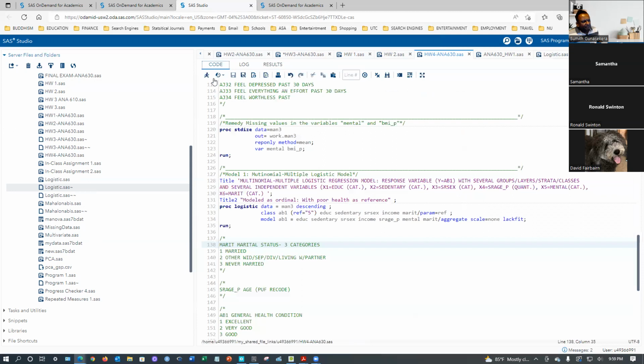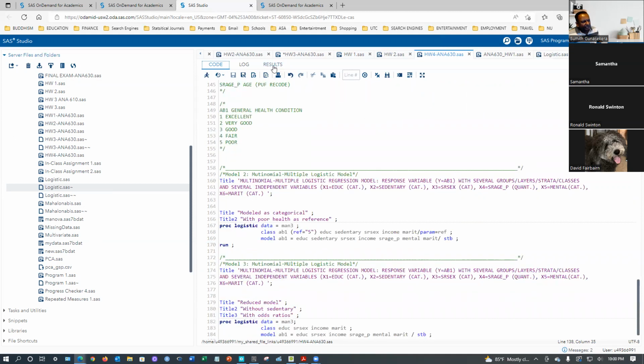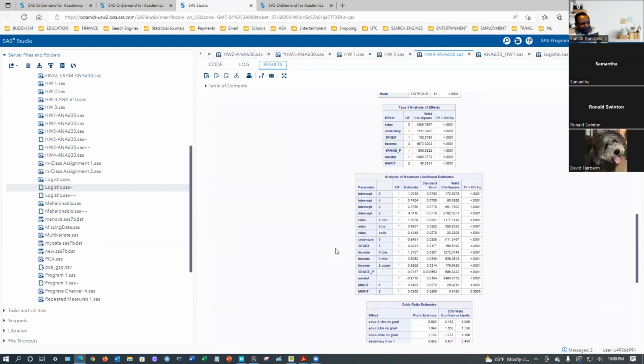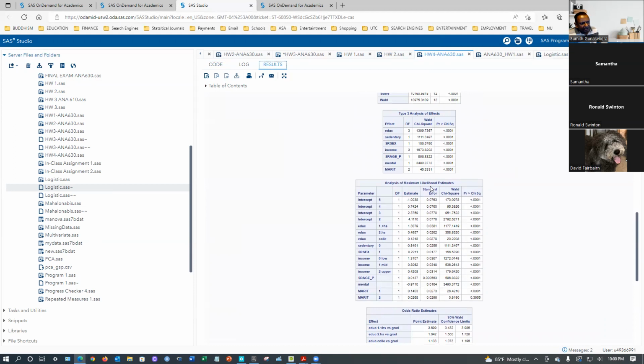The other one, AB1, has 5 groups. That's why I want to have a look at it. Look at that. Go over here, maximum likelihood estimates. How many intercepts? 1, 2, 3, 4. Compared to the first one: 2, 3, 4, 5 versus 1, so 1 and 2, 1 and 3, 1 and 4, 1 and 5.